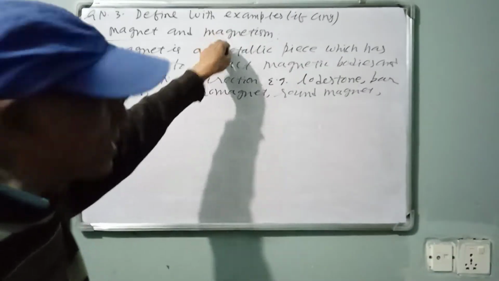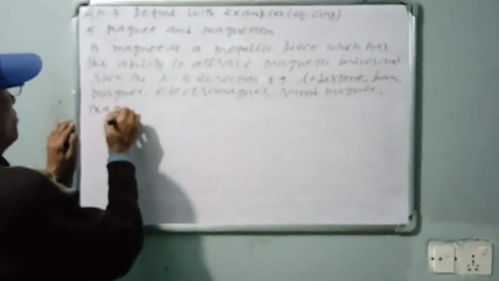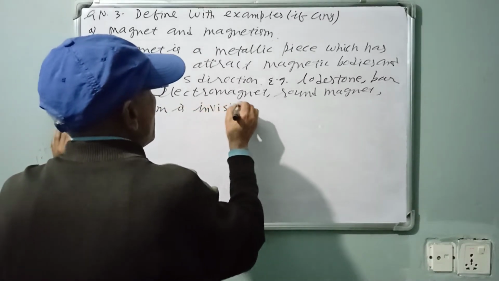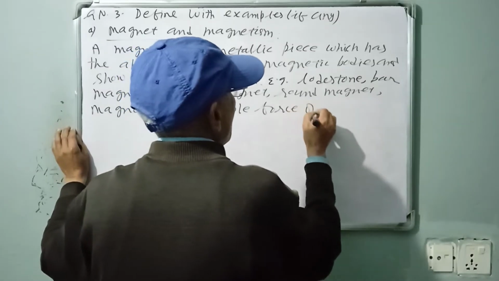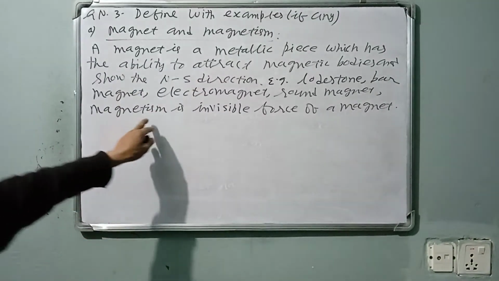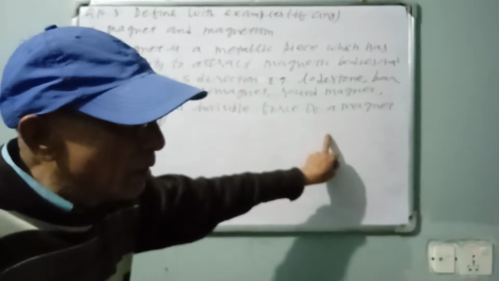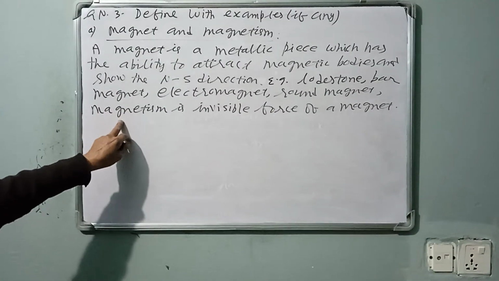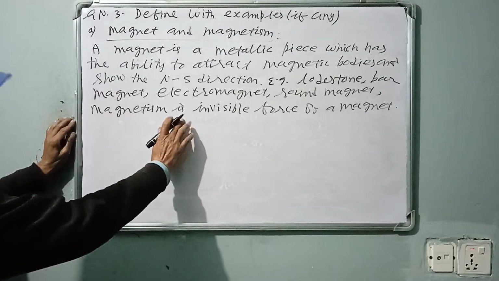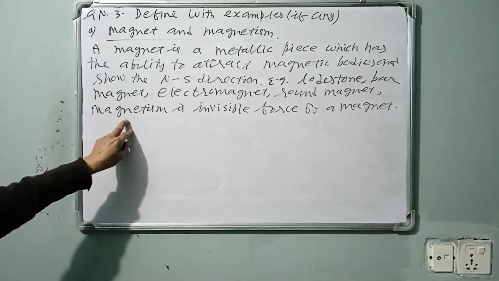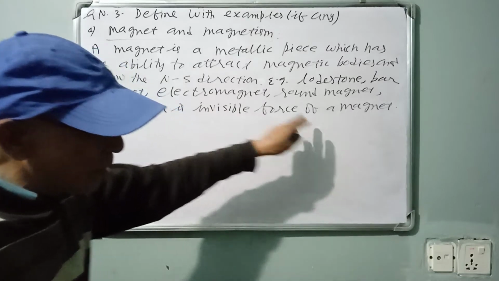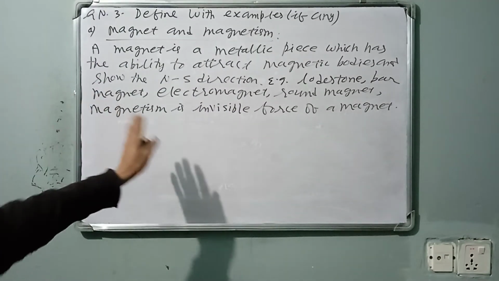And another is magnetism. Magnetism is invisible force of a magnet. That means with the help of which it shows magnetic properties like directive property, attractive property, etc. For example, it has two poles. It shows the north-south direction. It attracts magnetic bodies. Like poles repel, unlike poles attract, etc.